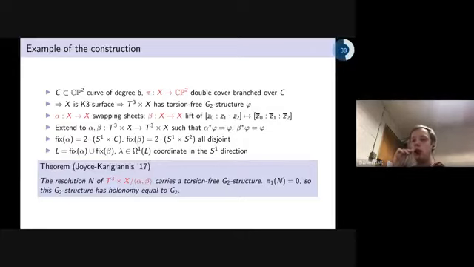Then this existence theorem tells us that the resolution N of T3 times X mod alpha beta carries a torsion-free G2 structure. Furthermore, you can check that pi 1 of N equals 0. So in fact, this G2 structure has holonomy equal to G2. Okay, and we will come back to this example. I will write down one G2 instanton on this manifold. But first, are there any questions about the manifold construction before I move on?